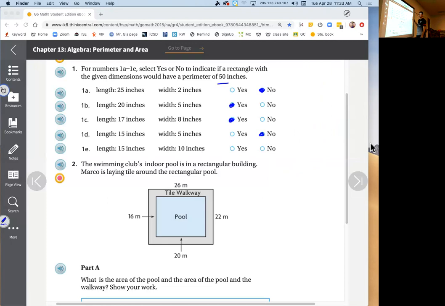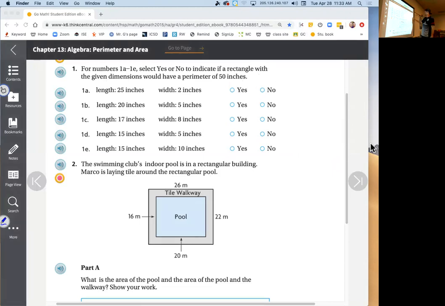1E. Pause. Did you pause yet? Did it work? It does work, huh? Because 15 and 15 is 30, and then 10 and 10 is 20. So 30 and 20 is 50. Yes, you're good. Okay, so let's move on to number 2.